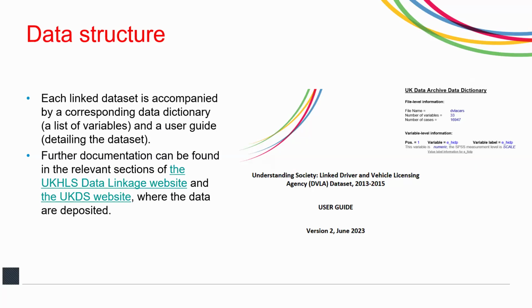When we talk about the data structure, to help our users understand what they can find in each of the linked data sets, each linked data set is accompanied by the corresponding data dictionary, which contains a list of variables, and a user guide which explains how the linkage was done, how the matching was done, number of consenters, number of participants, and for example, a weighting section, and etc. Further documentation can be found on the relevant section of the UKLHS data linkage website and at the UKDS website where the data is deposited.